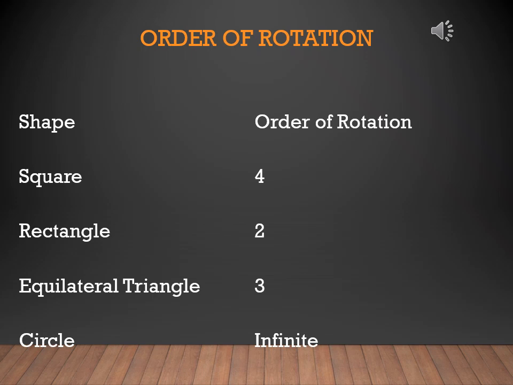So here are some examples of order of rotation. A square has order of rotation four. A rectangle has order of rotation two. An equilateral triangle has order of rotation three, whereas a circle has infinite order of rotational symmetry.